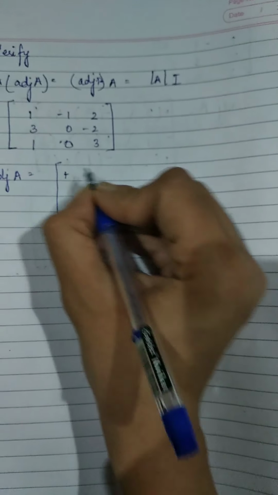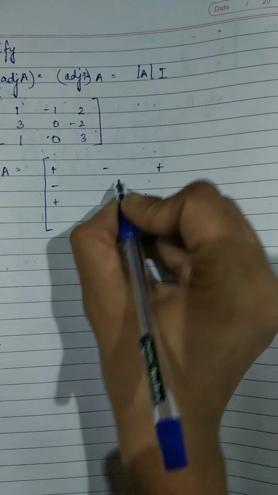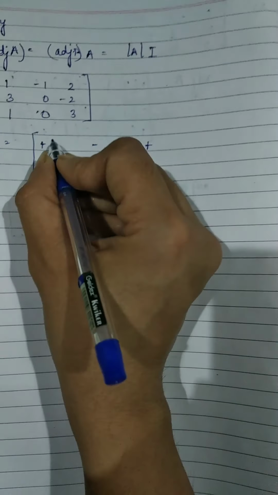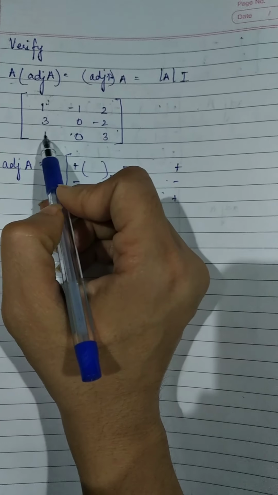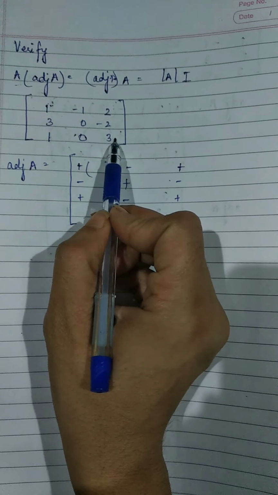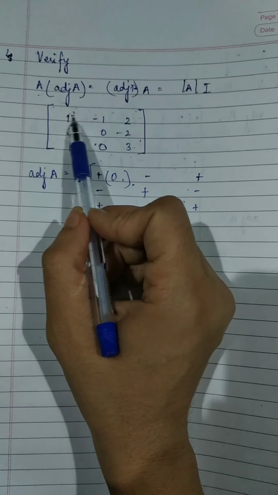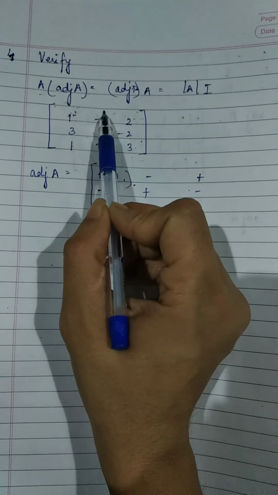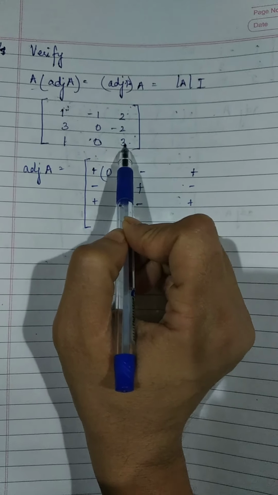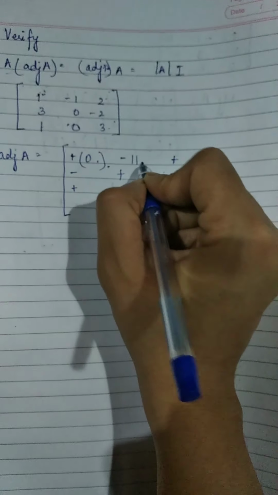Remember, positive position, negative, positive. Negative, positive, positive, negative. This is negative, this is positive. For this element, eliminate this row, this column and this row. So we have these 4 elements. 0 into 0, 0. Next, this row, this column. We have these 4 elements. Find out the determinant. 9 minus 2. So that's 11.